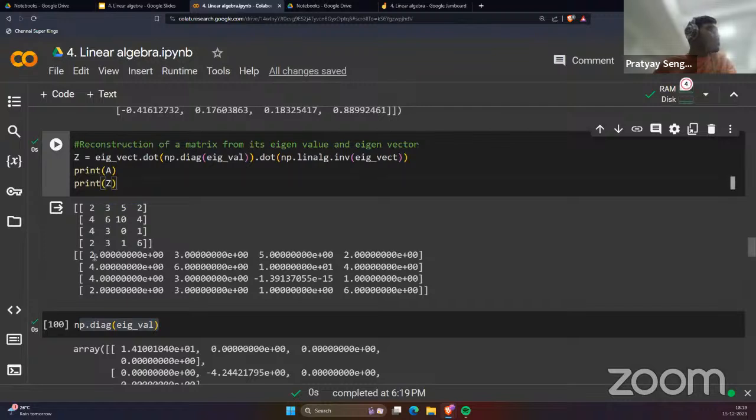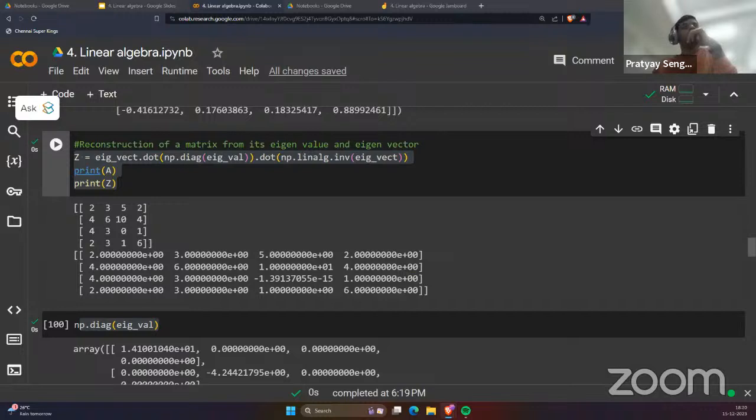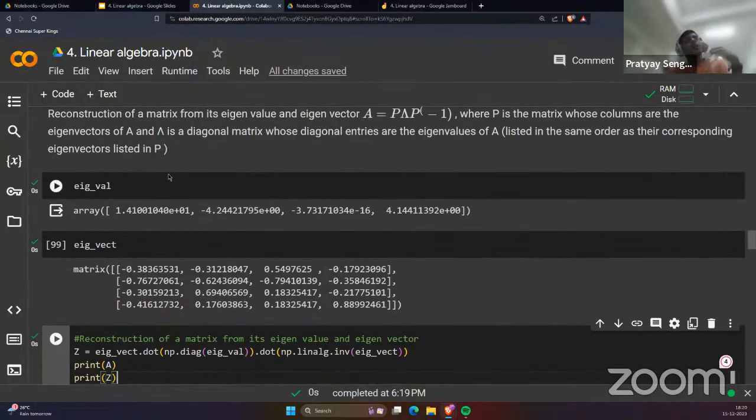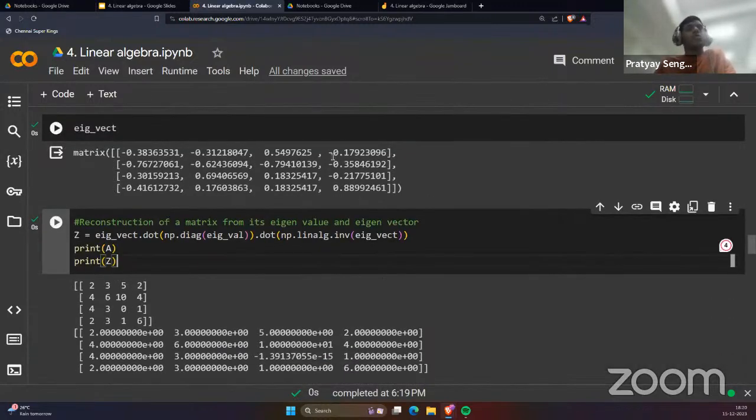It doesn't look the same: 1 6 2 4 1 6, but this has to be 0. Okay, this is 0 actually. This is due to floating point error, so that's e to the power minus 15. So essentially this is 0 and this is 1, so both are the same thing, right? So essentially, if you have a particular eigenvalue and eigenvector, you can basically get the matrix out of it. So that's very fundamental to a matrix.